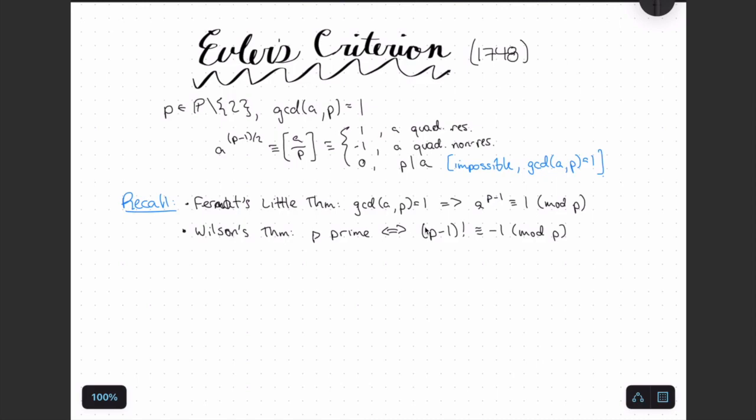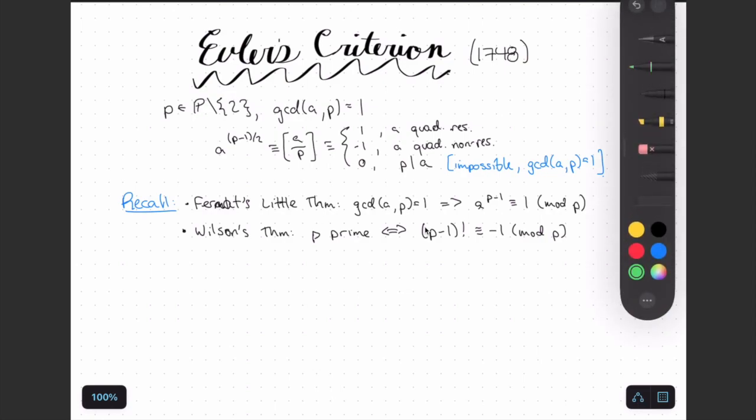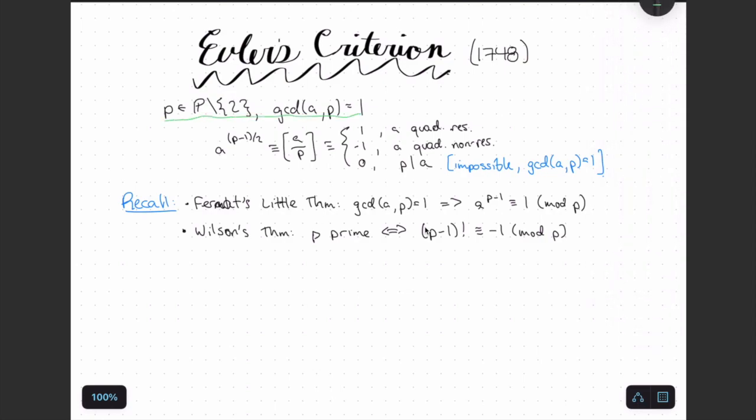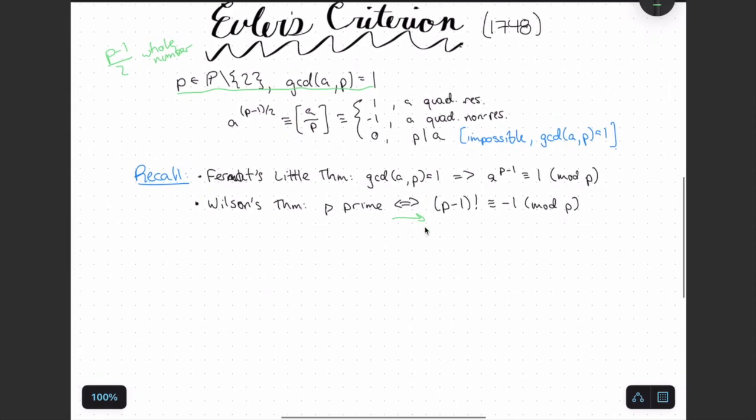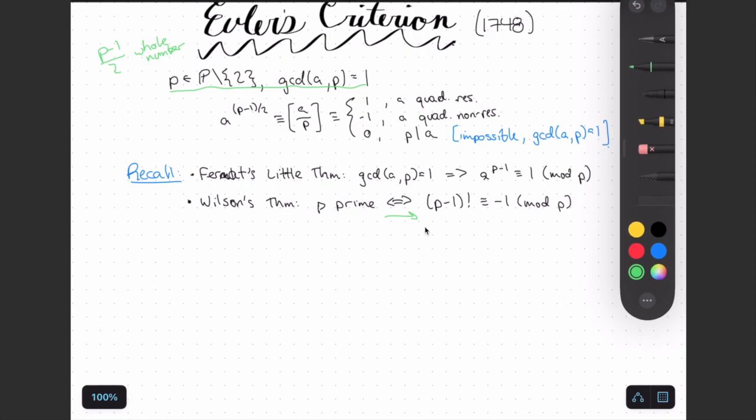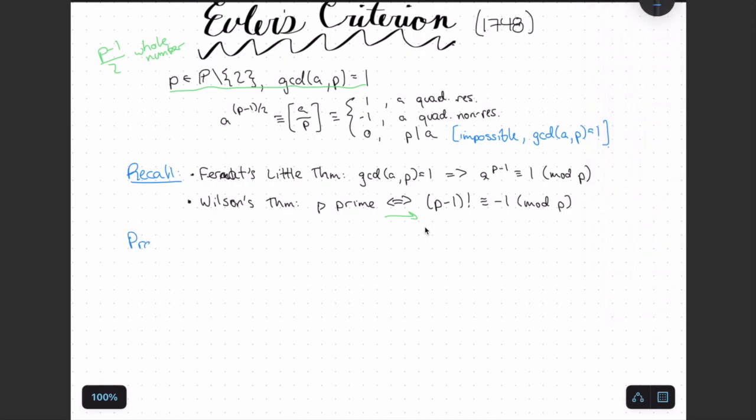Now, these restrictions here seem a little bit harsh for me. I mean, the reason why we can't have 2 is because we want to assume that p minus 1 over 2 is a whole number. And the reason why we need p to be a prime is so we can use this direction of Wilson's theorem. And the reason why we want GCD of a and p to be 1 is so that we can use Fermat's little theorem and a whole lot of other necessary conclusions. So let's begin with the proof.